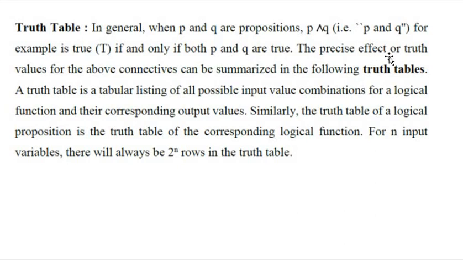The precise effect of truth values for the connectives can be summarized in a table known as a truth table. A truth table is a tabular listing of all possible input value combinations for a logical function and their corresponding output values. Similarly, the truth table of a logical proposition is the truth table of the corresponding logical function. For any n input variables, there will always be 2 raised to n rows in the truth table.